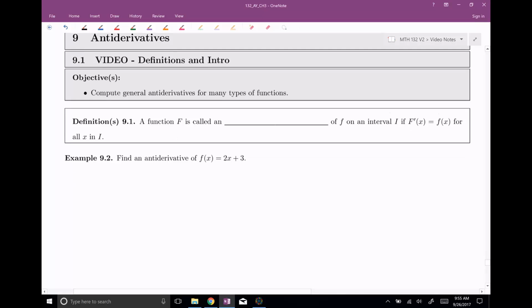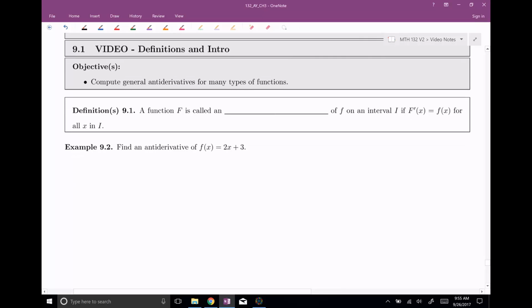Alright, first of all, the definition. A function capital F is called an antiderivative of the little f on an interval I if, when you take the derivative of capital F, the antiderivative, it gets you back to where you started, this little f, right? And this should be true for all x in I. Let's go ahead and play this game, and this will make more sense.